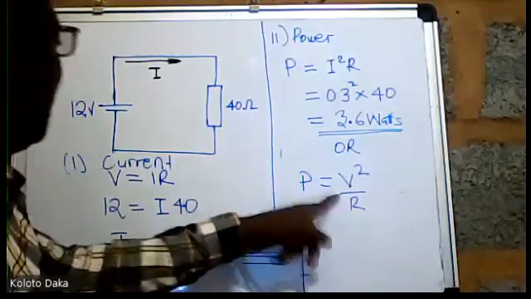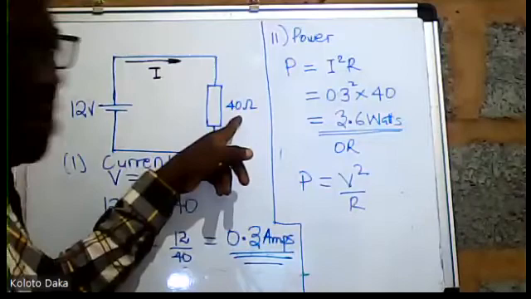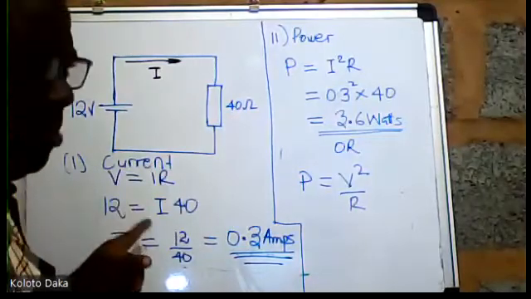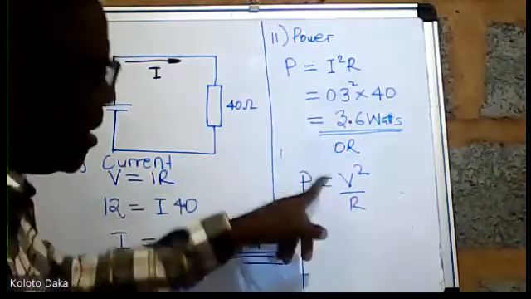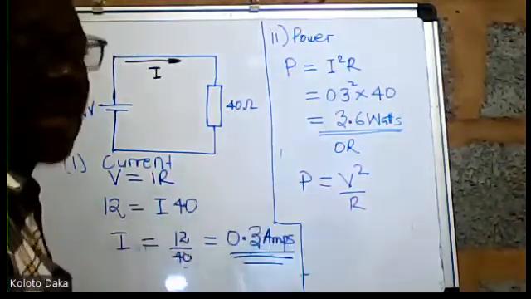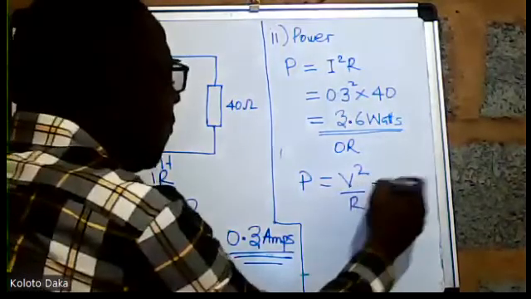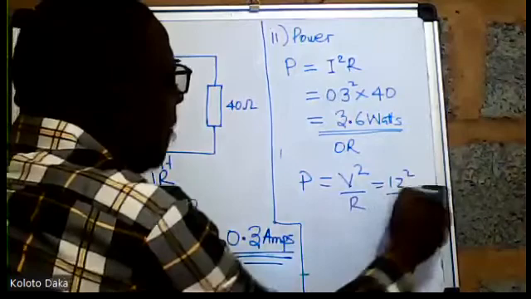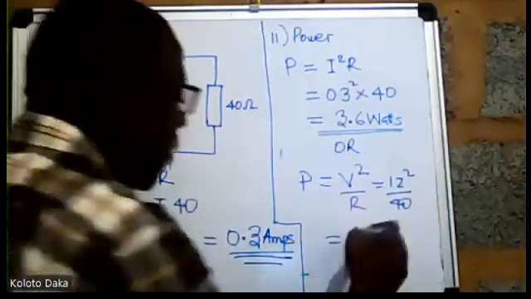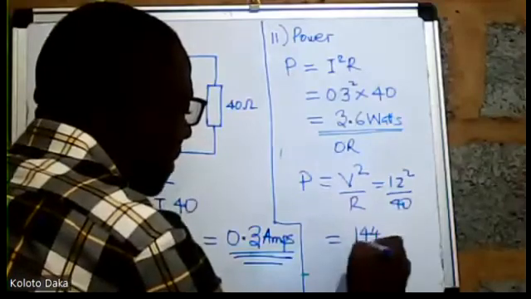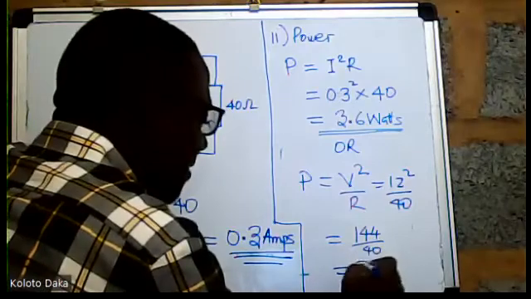Why? Because the voltage was given and the resistance was given. In case you got your current wrong, your answer will be wrong here. But with this one, you are using the data from the question. So what is our V? 12 squared over 40. 12 squared is 144. Divide by 40, it must give us 3.6.